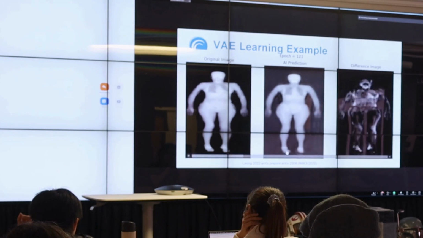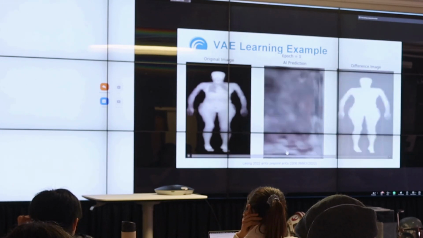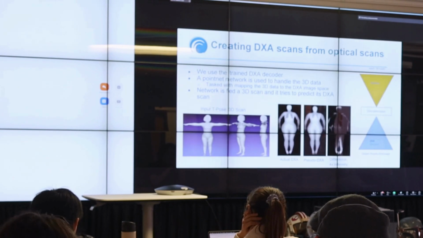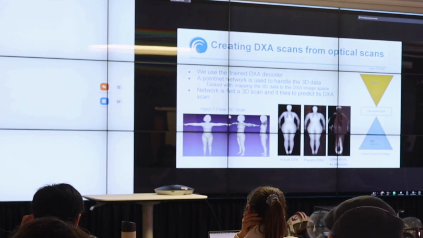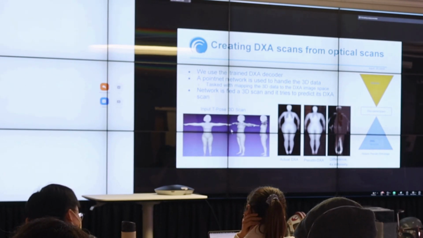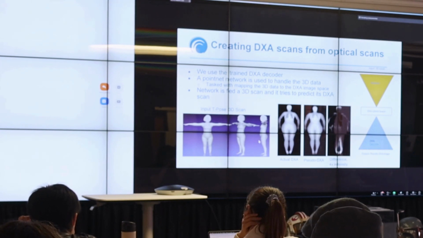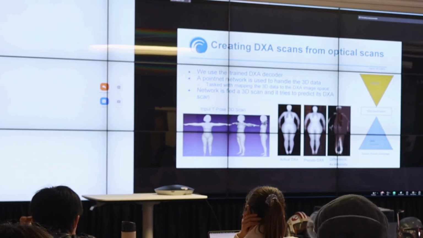So this was a very successful project by Lambert Leung that graduated last year. He was able to break apart the autoencoder and connect up a 3D optical mesh from the same person and predict the DEXA scan that person would have from their 3D optical scan. Really fantastic work and results, showing how predictable muscle and fat is from the external body shape.